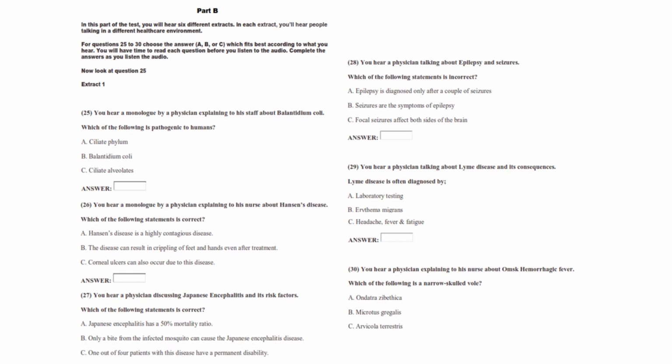Now look at question 25. You hear a monologue by a physician explaining to his staff about Balantidium coli. Now read the question.